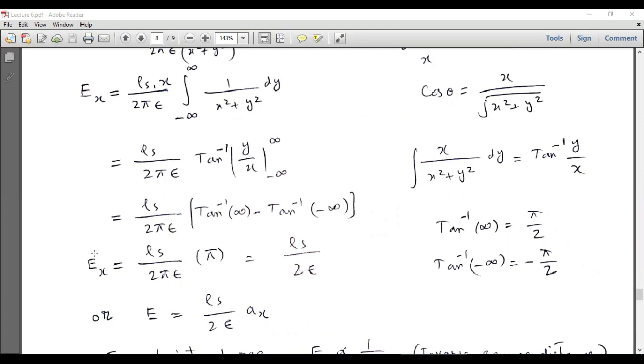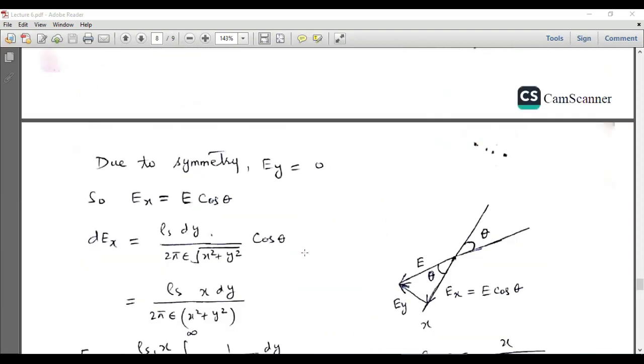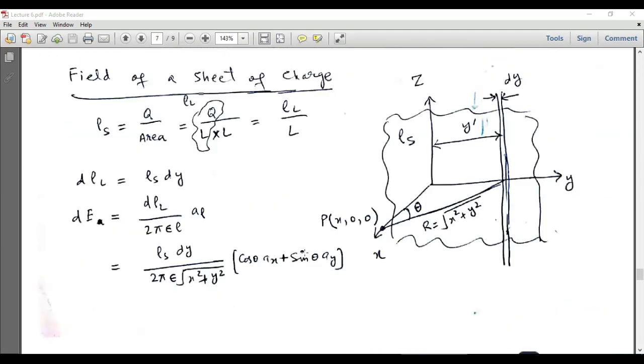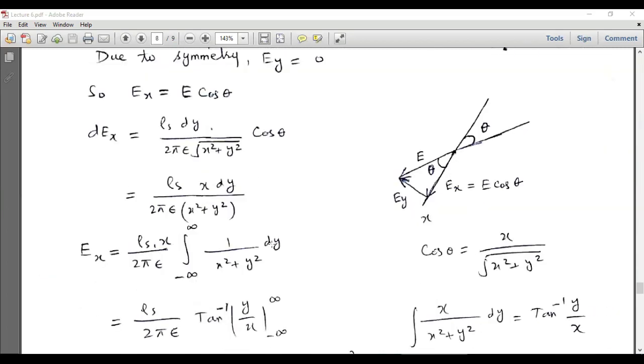So this is the expression for the electric field due to a surface charge. And one thing to understand here is that if we have the surface charge distribution along the yz plane, then the electric field will be directed along the x-axis. If our charge distribution is along the xz plane, then our electric field will be directed along the y-axis, and vice versa.